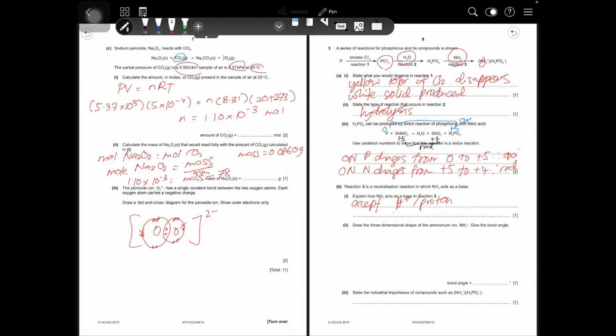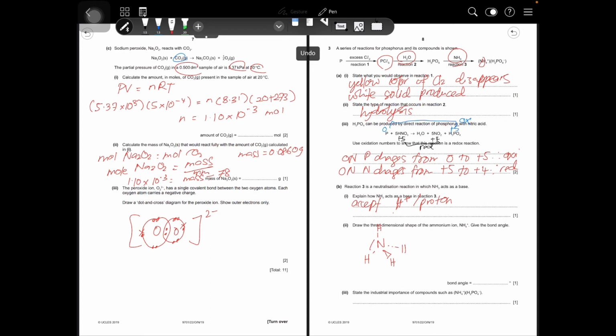Draw the three-dimensional shape of ammonium ion, given the bond angle. Ammonium ion, as you can see, has 4 bonds without a lone pair, so it must be tetrahedral in shape. Just draw a normal tetrahedral shape. You have a normal line, and then you must have a solid line and a dotted line.